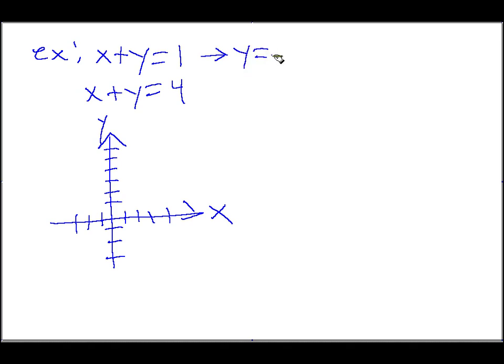So let's put each one in mx plus b form. So y is going to be what? Negative x plus 1. Just subtract x from both sides. As you can see here, not too bad at all. And here, same thing, subtract x from both sides. Y is equal to what? Negative x plus 1. Sorry, plus 4 here, so I meant to say. Sorry about that.